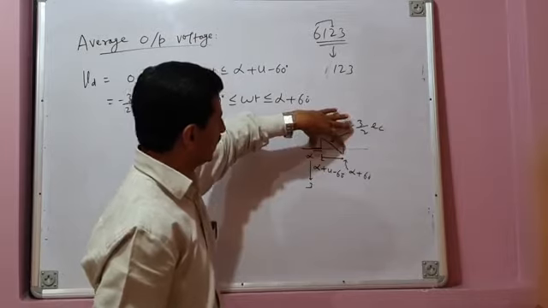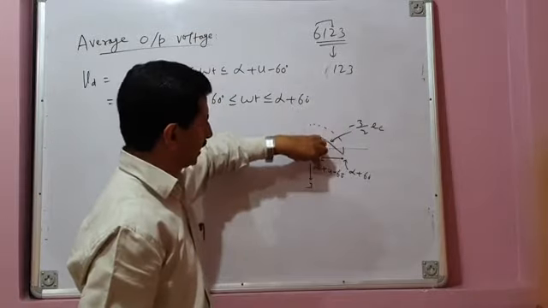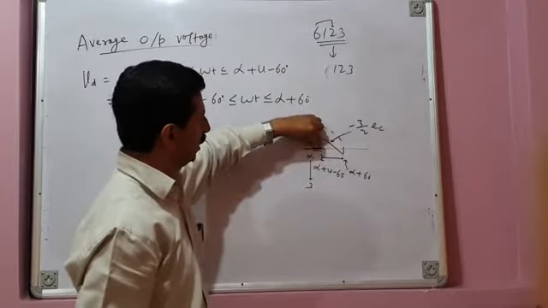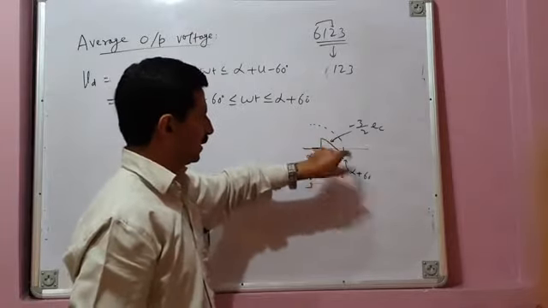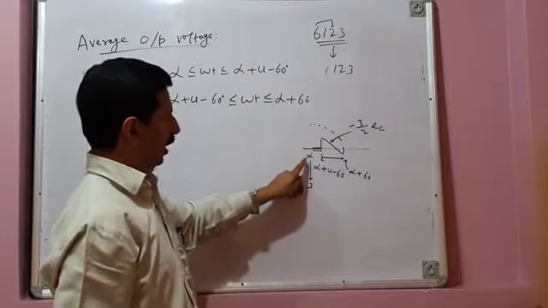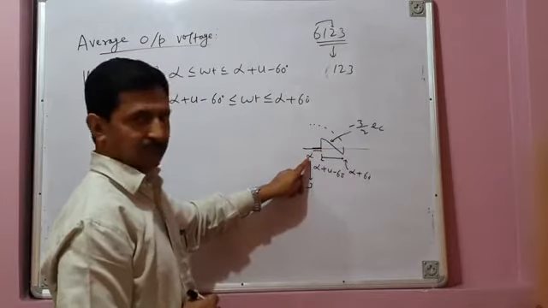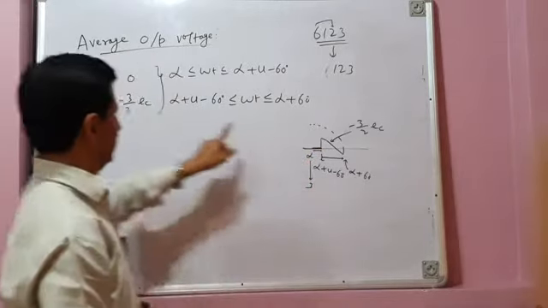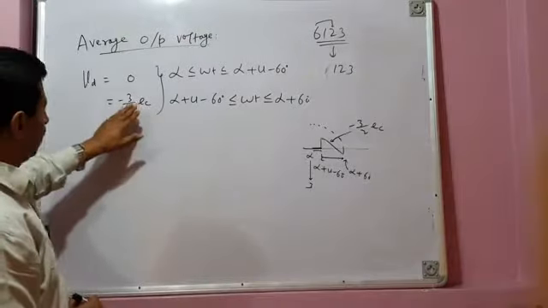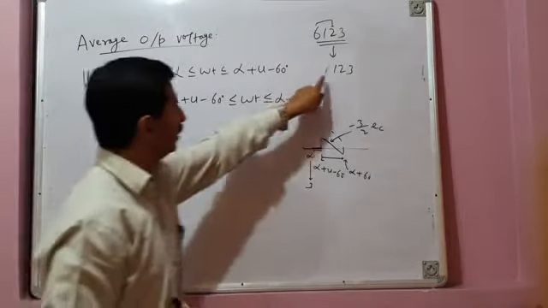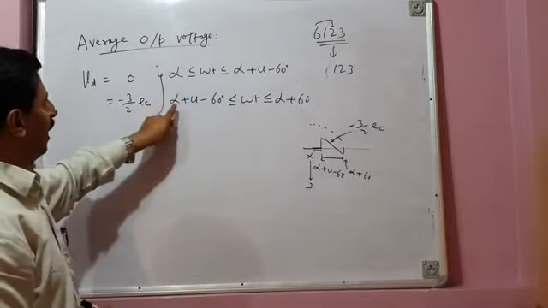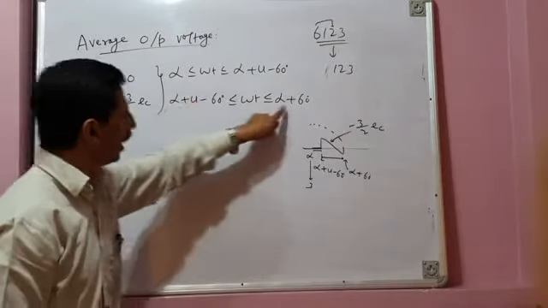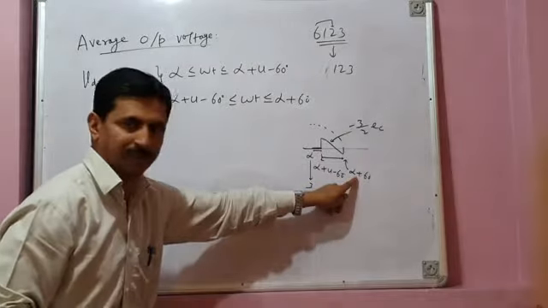So in this 60 degree interval, for some time, that is alpha plus mu minus 60 degrees, load voltage is 0. And for rest of the period, your load voltage is minus 3 by 2 EC. So therefore, our total time interval is from alpha to alpha plus 60 degrees. So therefore, for 3 valve conduction, 1, 2, 3, our load voltage is minus 3 by 2 EC from alpha plus mu minus 60 degrees to alpha plus 60 degrees. This is the end of interval.